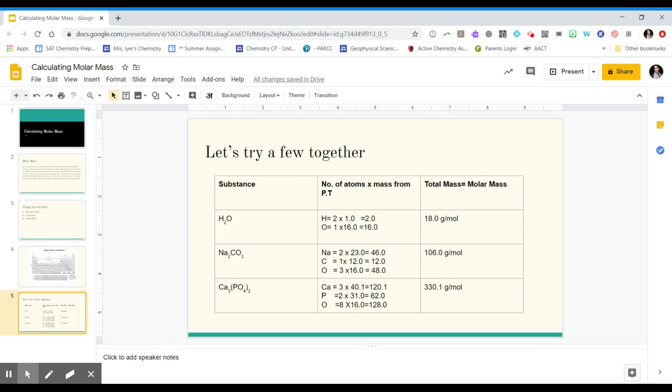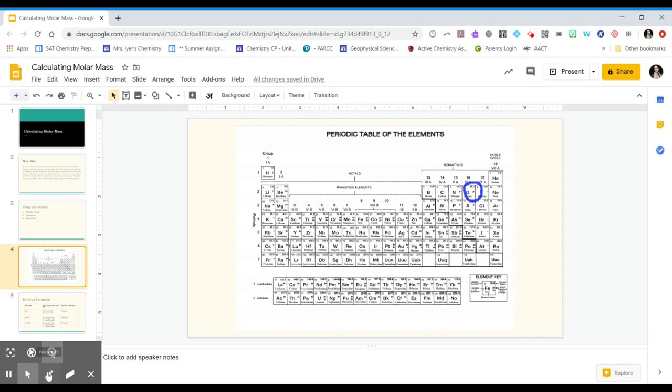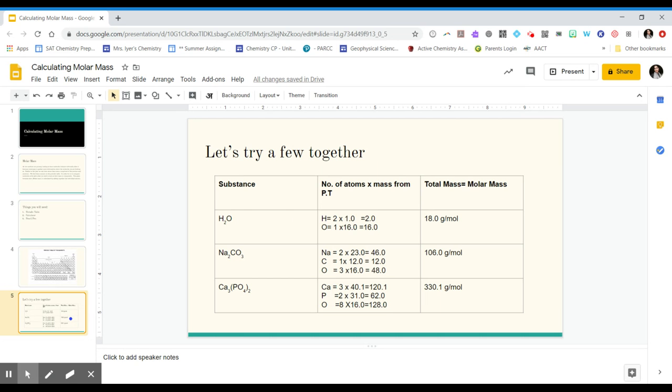The next problem that I have here has sodium carbonate. So I have 2 sodiums, 1 carbon, 3 oxygen. So we do the same thing. We go on the periodic table, look up the mass for sodium. I'm going to take the pen and circle sodium right here, and it's 23. So it is 2 times 23, and then I have 1 carbon, which is 1 times 12. Then I have 3 oxygens, which is 3 times 16. I'll go back here and you will see that that's what I have here. Okay, now I add 46 plus 12 plus 48, which gives you 106.0 grams per mole.